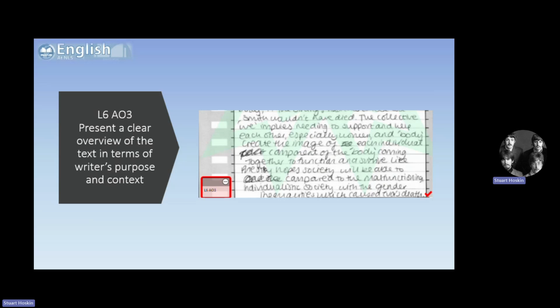Stop at that point, great. But it keeps the discussion going. He hopes it will be able to, compared to the malfunctioning individualistic society with the gender inequalities which caused Eva's death. And that last bit there, it's just taking that little bit further.